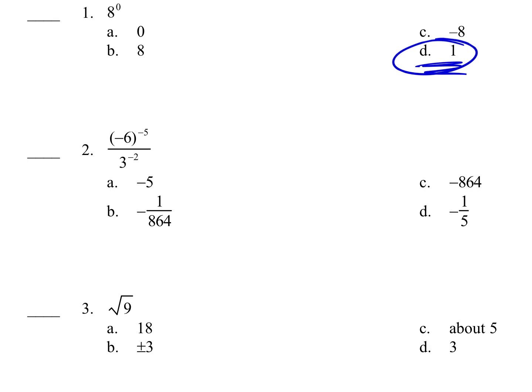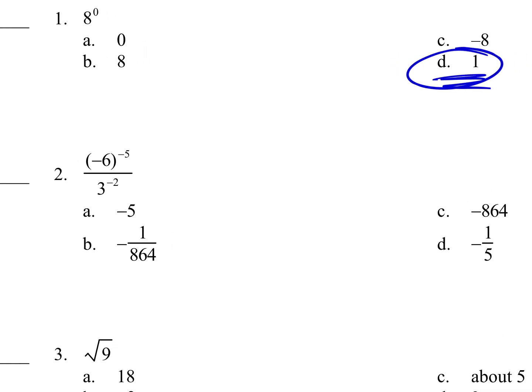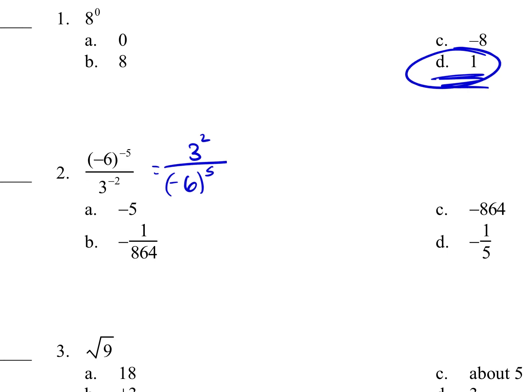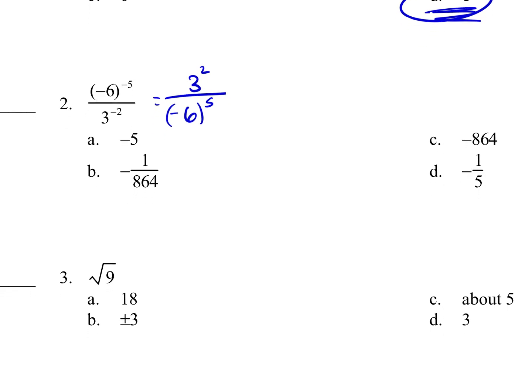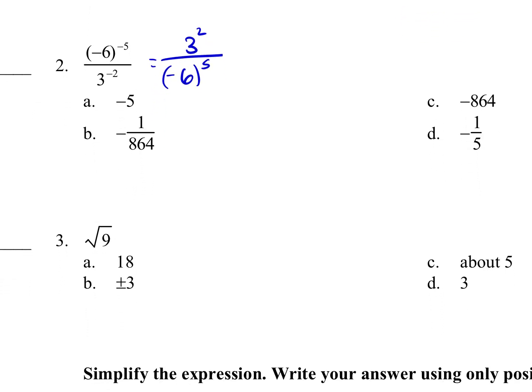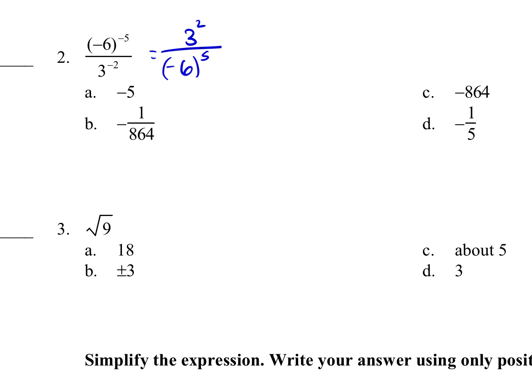We're going to skip number 2 just because it ends up being a big number, but just looking at it, what do we do with negative exponents? Flip them. So 3 to the second power would go on top, and negative 6 to the fifth power would go on the bottom. And then we would just evaluate it, but it ends up being a big number, so we're just going to leave it like that. What number is going to be bigger, the top or the bottom? Bottom. It'll be B.